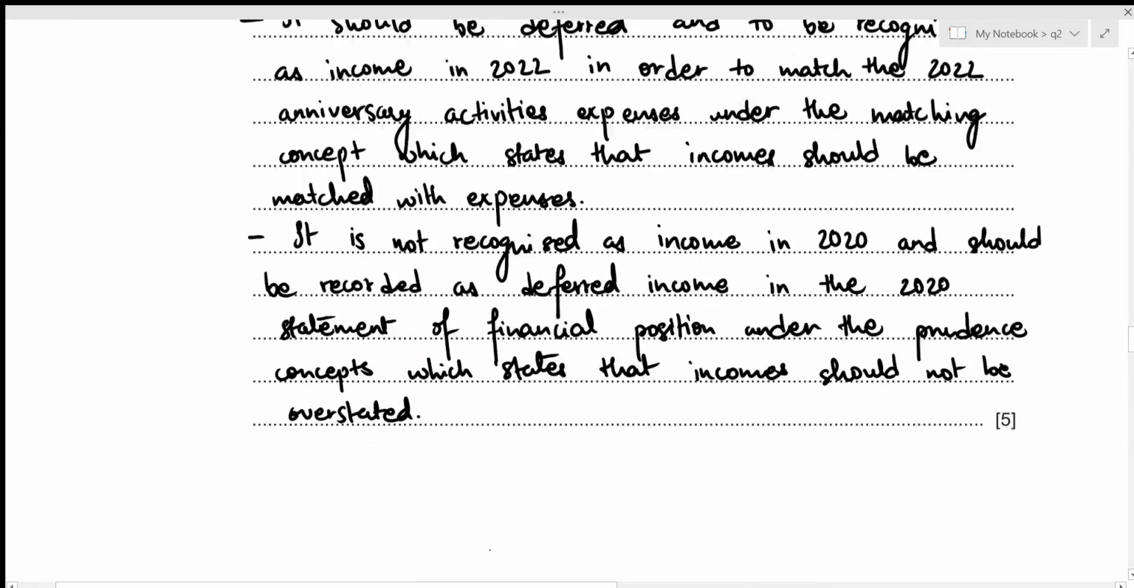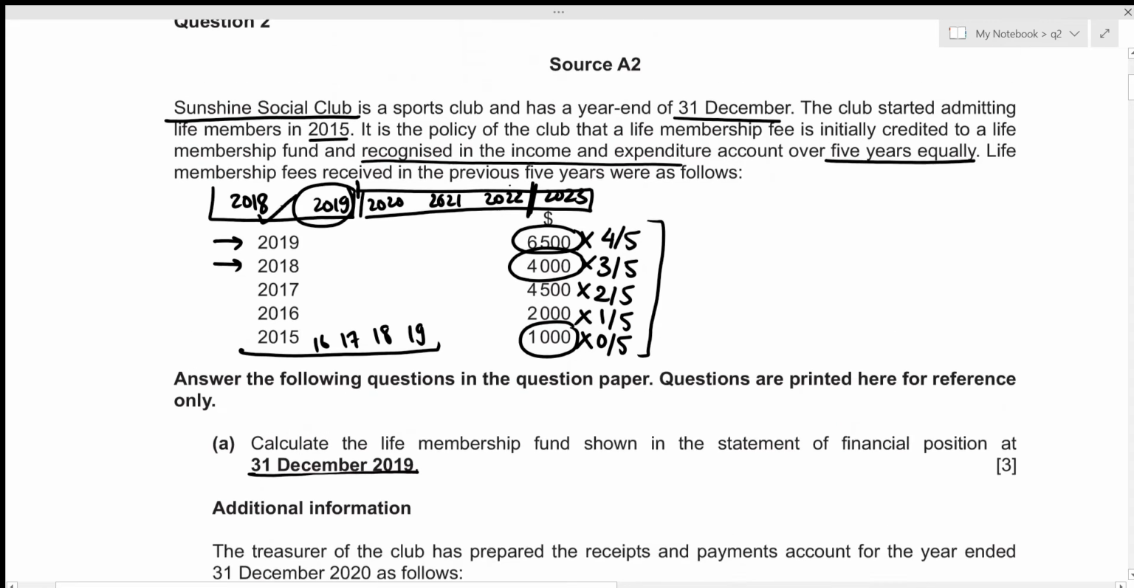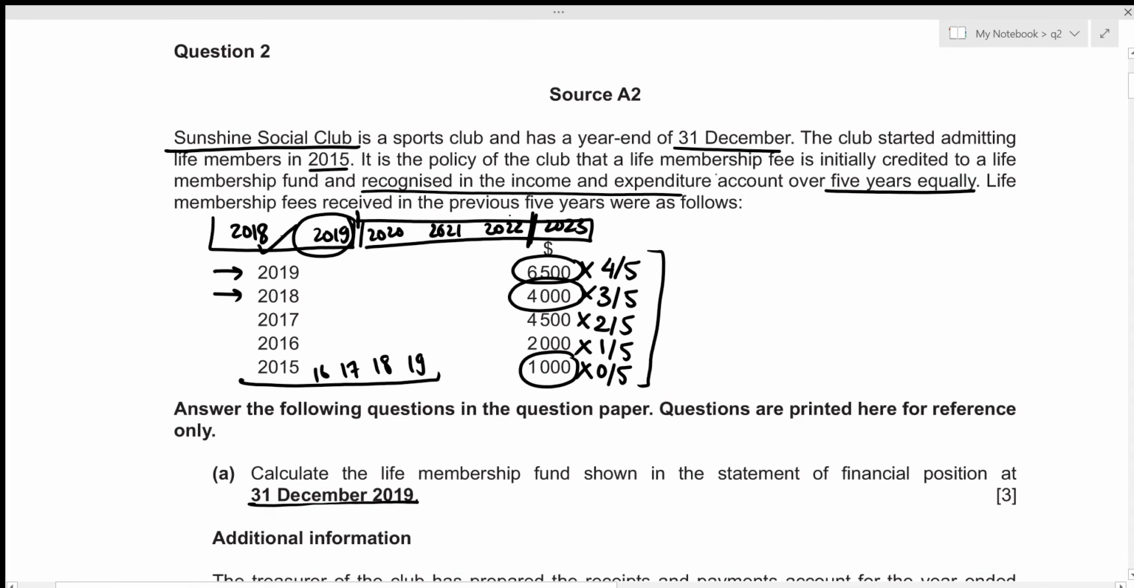Let's have a look at the above information. Right here, we were told that the life membership fee is to be recognized in the income and expenditure account over 5 years equally. So if we're talking about the life membership fee of 6,500 for 2019, this is to be realized in the years 2019, 20, 21, 22, and 23. And we are talking about income and expenditure account for 2020, right? So obviously for 2020, it's going to include 1 out of 5 parts of this value. So that's 6,500 times 1 by 5.